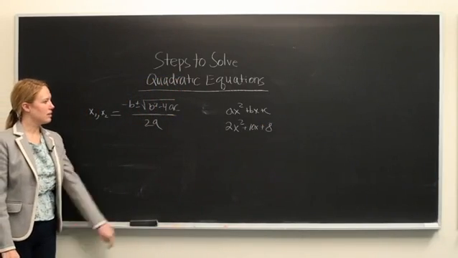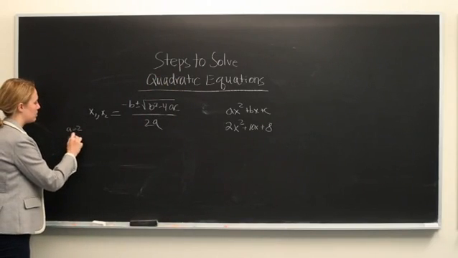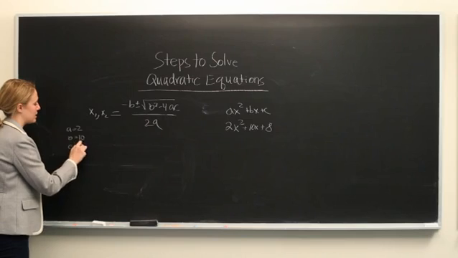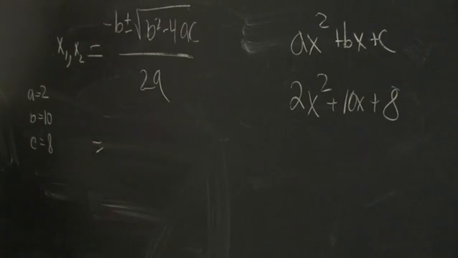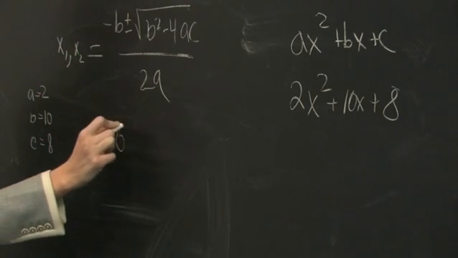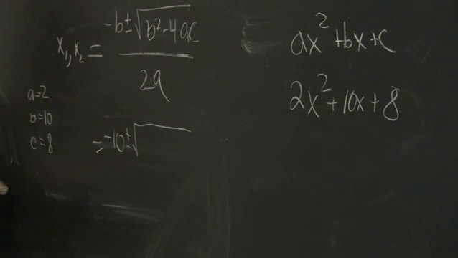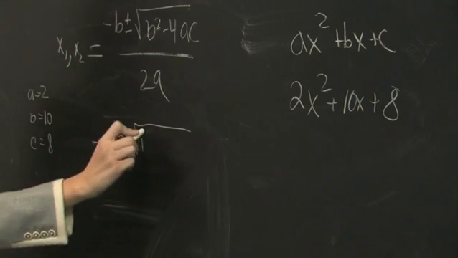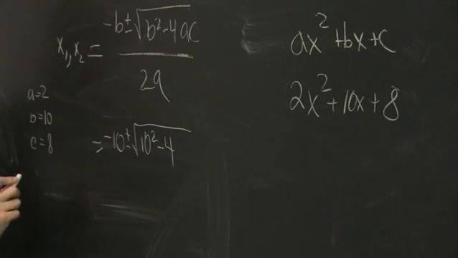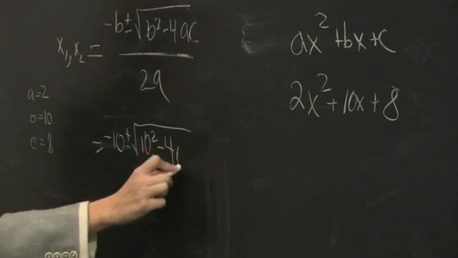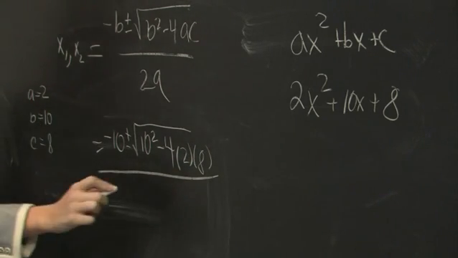And we'll see that a is equal to 2, b is equal to 10, c is equal to 8. When we go in and fill in the quadratic equation, we're going to have negative 10 plus or minus the square root. So again, we're just filling in these numbers. 10 squared minus 4 times 2 times 8, all over 2a, which will be 2 times 2.